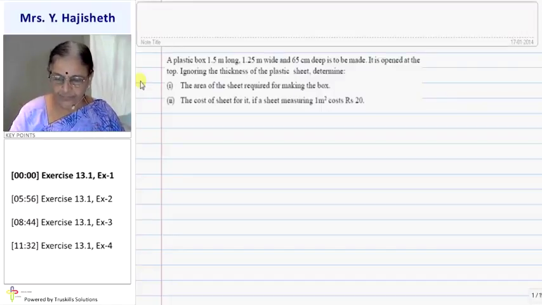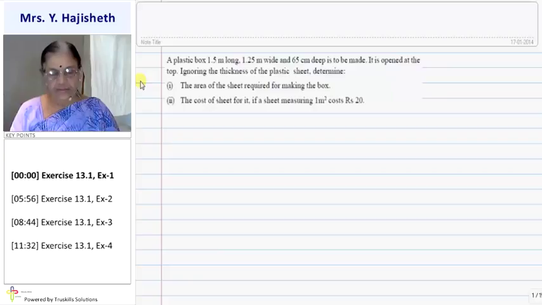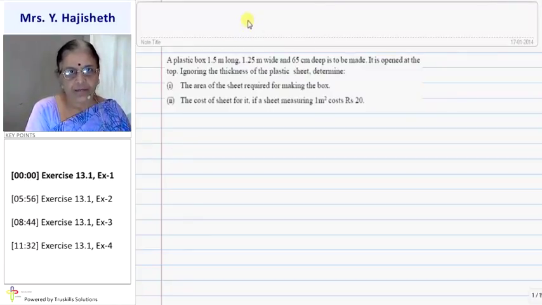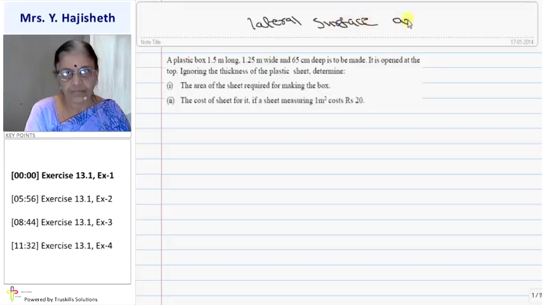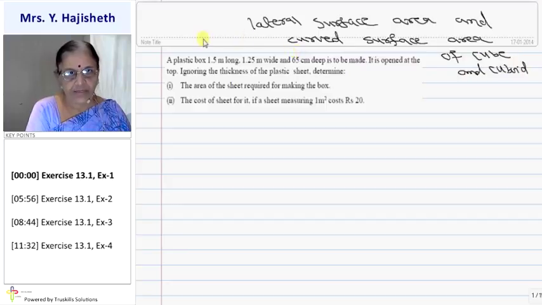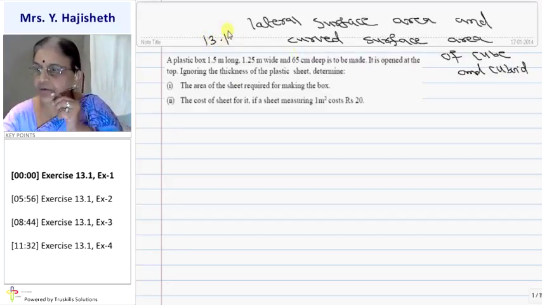Now see, your 13.1 of your exercise is based on surface area and curved surface area of cube and cuboid, okay? So we are going to start doing sums based on lateral surface area and curved surface area of cube and cuboid. Okay, it is given in exercise 13.1.